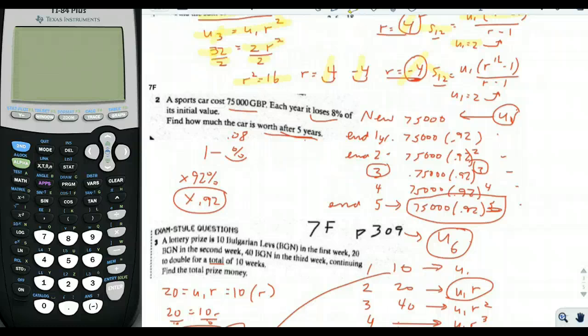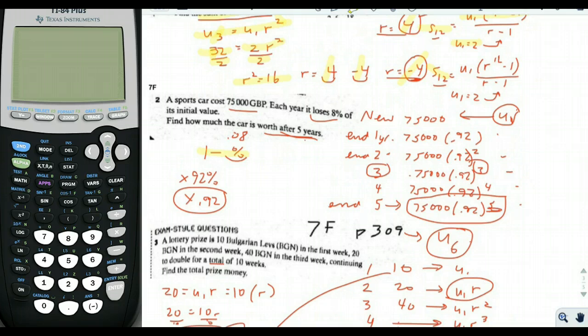It says that the value of the car is 75,000 GBP, and each year it loses 8% of its initial value. What's the multiplier? The multiplier is not 8%. If you multiply by 8%, the car would lose 92% of its value in the first year because all that would be left is 8%. The multiplier in this case, you would take 1 minus the percentage, being 0.08.